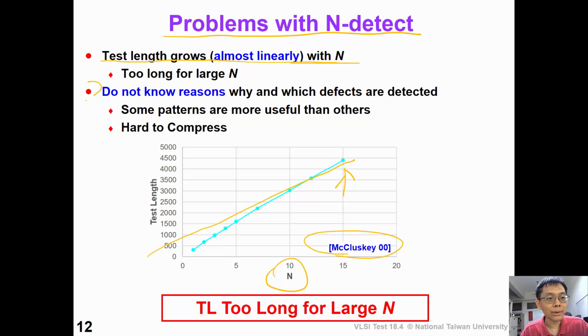And the second problem is that we do not know exactly why and which defects are detected by the N-detect test set. We only know that some patterns are more useful than other patterns. But it's hard to compress this test pattern set since we do not know the reason. So we need a better technique that can be explained.